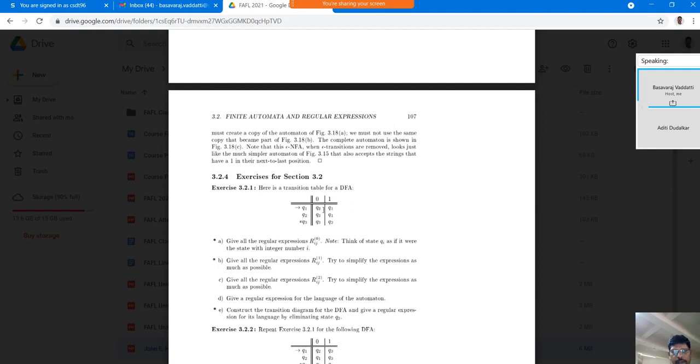All of you try to write a regular expression for this particular DFA. Here, instead of a transition diagram, it is given as a transition table. Let us each try to write a regular expression for this DFA. All of you write. This is example 3.2.4, the first example here, and this one is 3.2.1. Write the regular expression for this DFA.